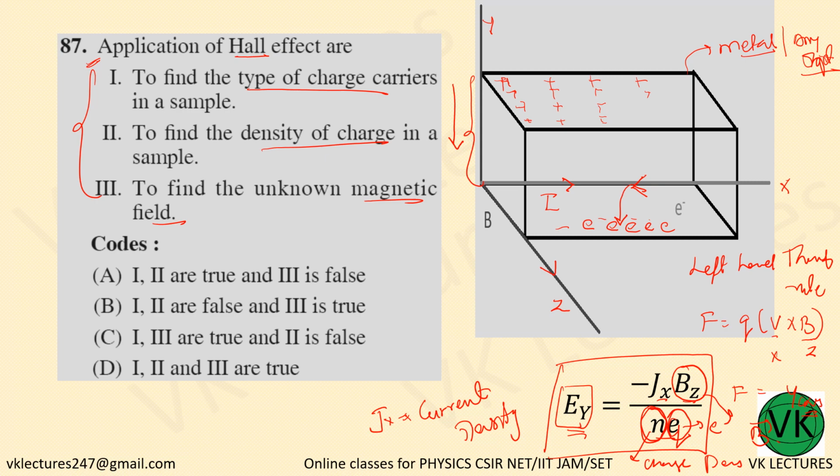So what is the code? Code is A: 1, 2 and 3 are true.